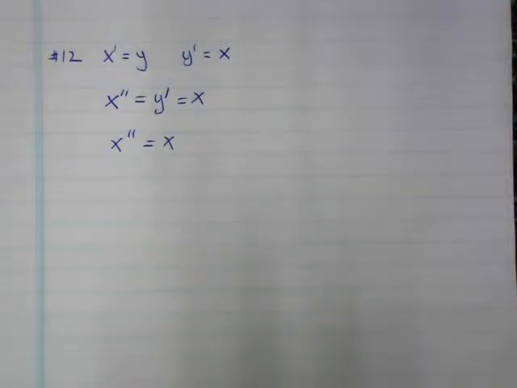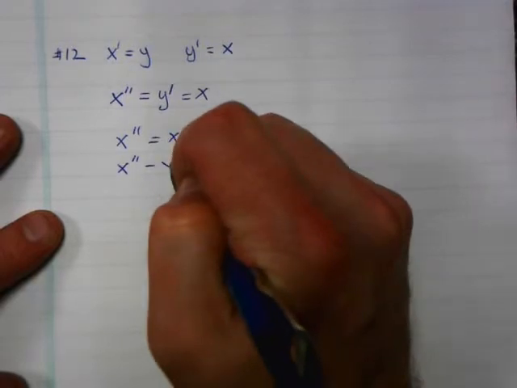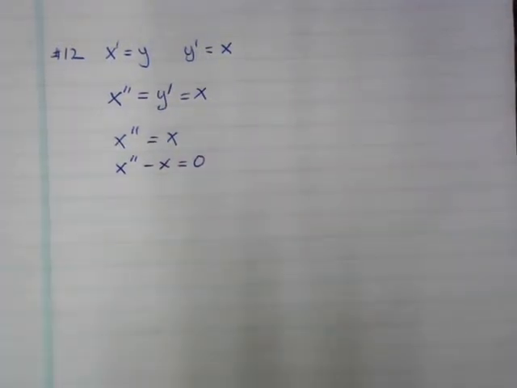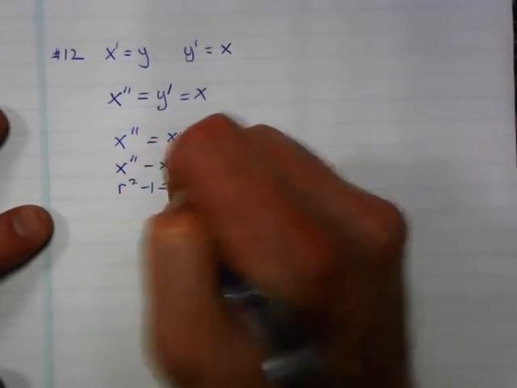How do you solve x double prime equals x? Does it have to be solved? It has to be solved. Put in y prime for x double prime minus x equals 0. So now you have two choices. You can solve using what you learned in chapter 2, or you can solve using what you learned in chapter 4. Chapter 2. You like chapter 2? Okay. r squared minus 1 equals 0.